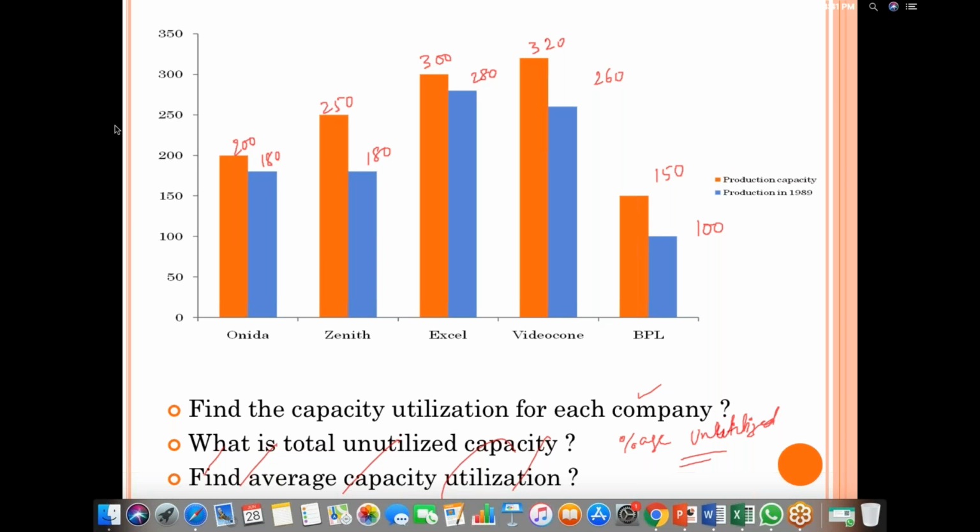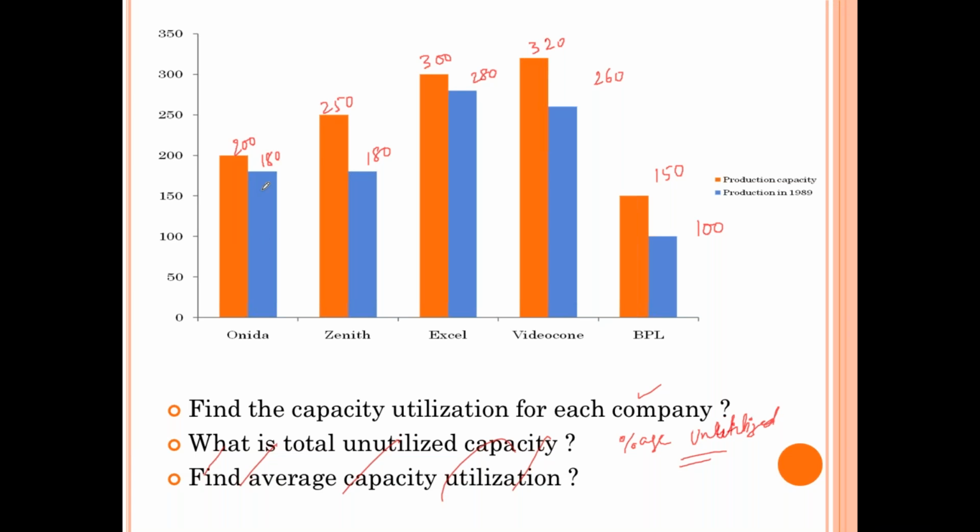Let us see. For Onida it is 200 and 180, so find the capacity utilization. It will be 90%. Is it clear to everyone? If we take 175, then my answer would be 87.5, so that doesn't matter much. Here if we take 180 upon 250, it will be 72%. If you take some other value, the answer will be different. For this value, this will be the answer.